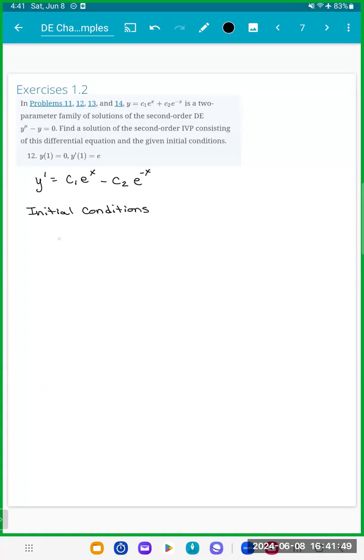From our initial conditions, we have that y(1) is equal to 0. Therefore, we can plug that in and we get c1 e to the 1, right? We're substituting in the value of 1 for our x's, plus c2 e to the -1, because we have that negative in front of our x, and that is equal to 0.